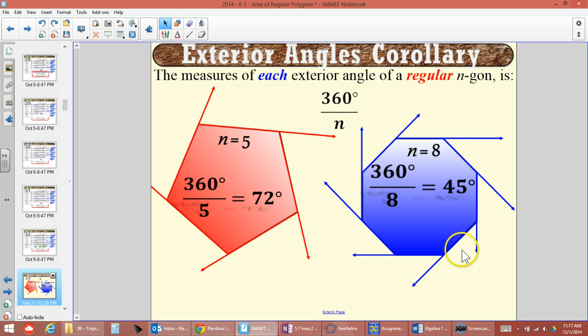So in this octagon here, we have 8 sides. So we take 360 divided by 8 and get 45. That means that this exterior angle right here measures 45 degrees. So does this one, this one, this one. They all measure 45 degrees.